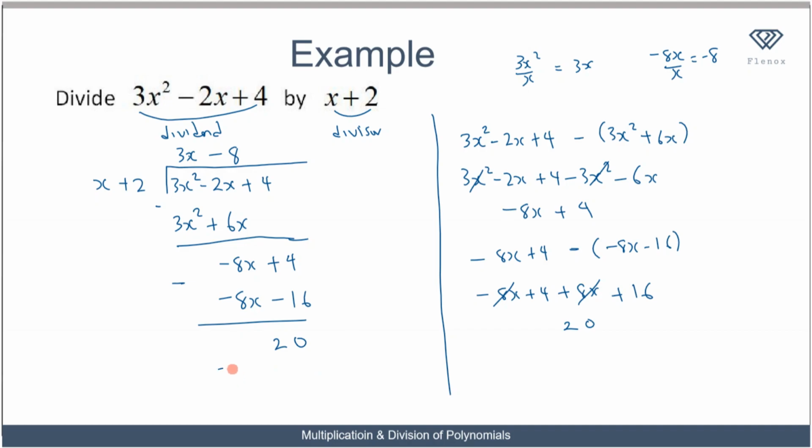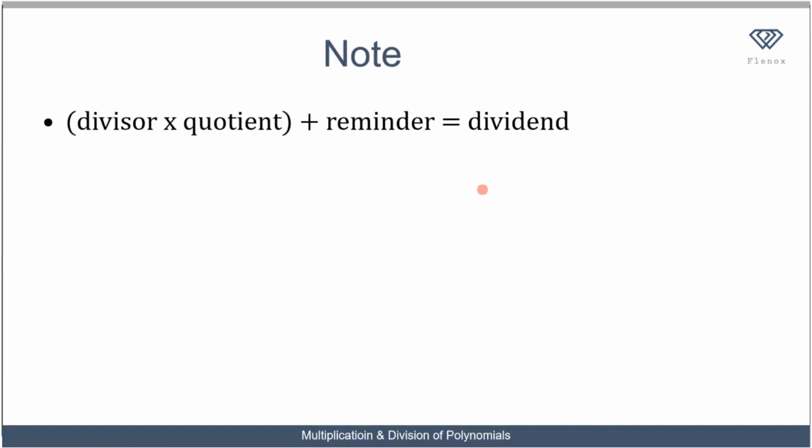So what does it mean? It means that when you divide this by this, the result is 3x minus 8, which is the quotient. And in this example, the remainder is 20. Now I want you to note something interesting: the divisor multiplied by the quotient plus the remainder will always give me the dividend. So it's like a rule to memorize.